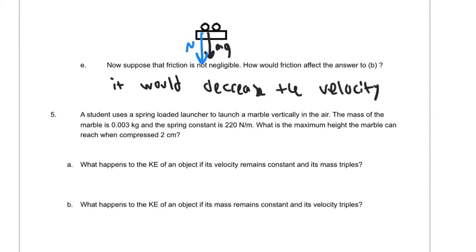All right, problem number 5. A student uses a spring-loaded launcher to launch a marble vertically in the air. The mass of the marble is this amount of kilograms, and the spring constant is 220 newtons per meter. What is the maximum height the marble can reach when compressed 2 centimeters?